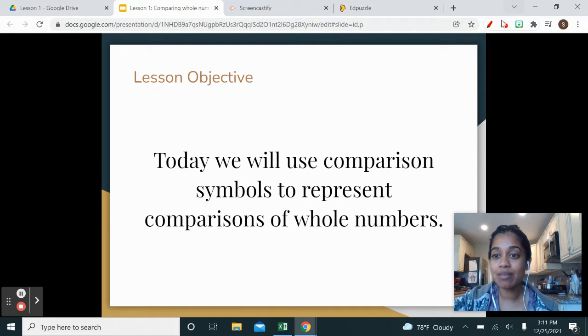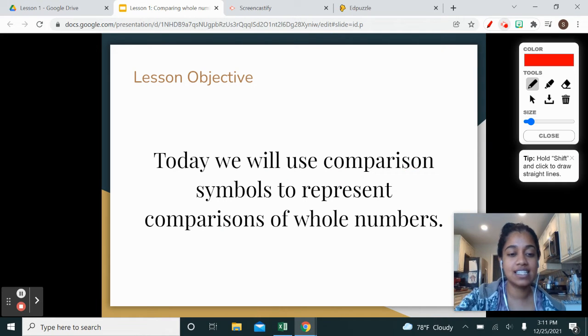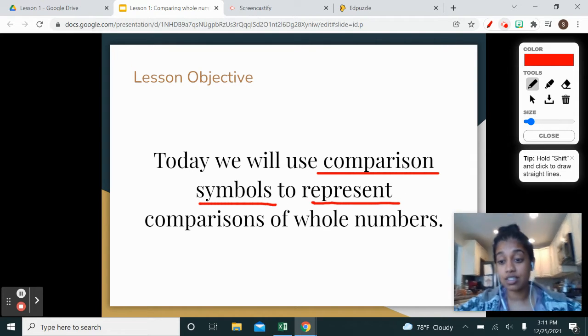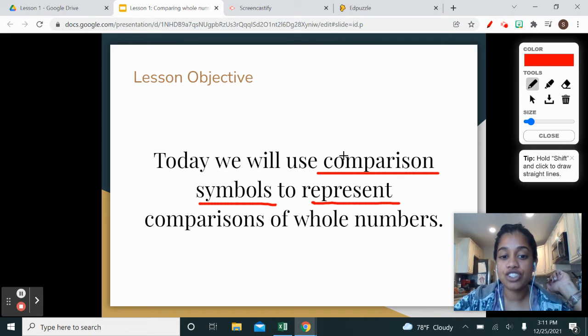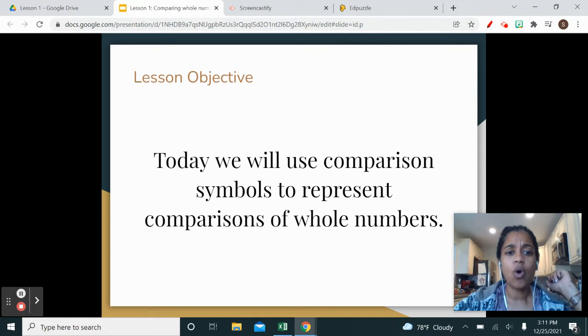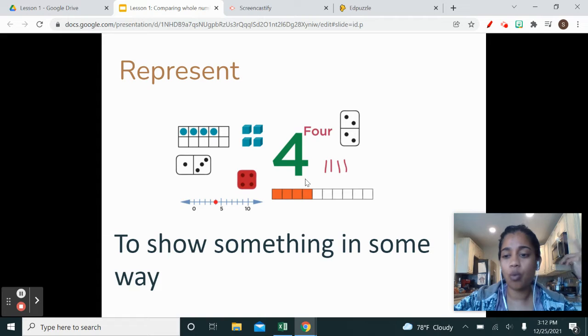So today's objective is, today we will use comparison symbols to represent comparisons of whole numbers. So the main focus today is using comparison symbols to represent. Let's go ahead and see what our vocabulary words are. Before we get started, let's figure out what is represent.